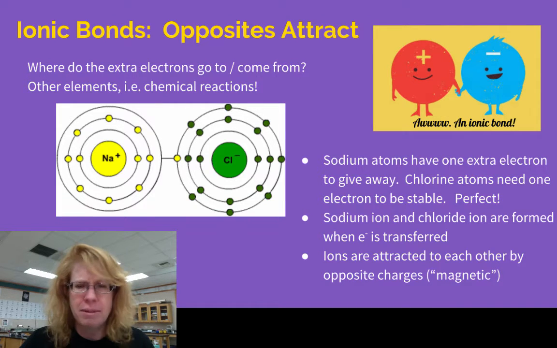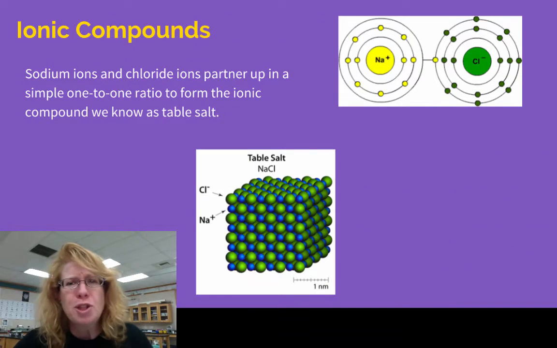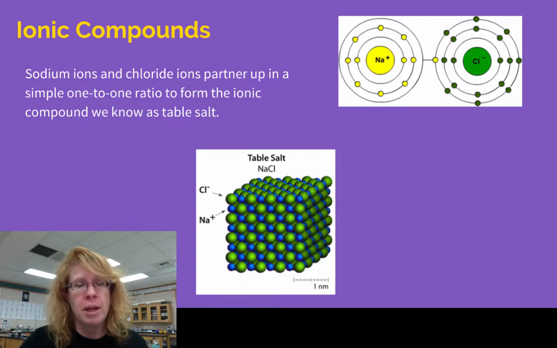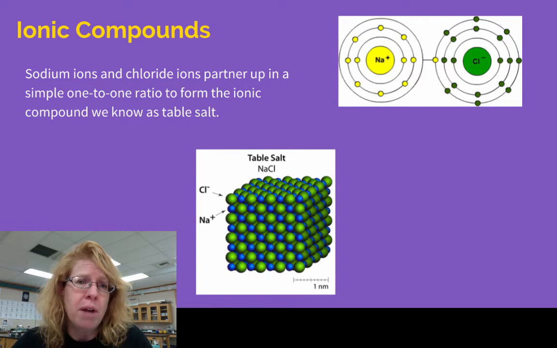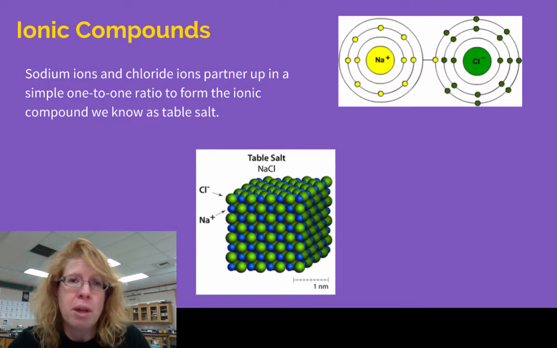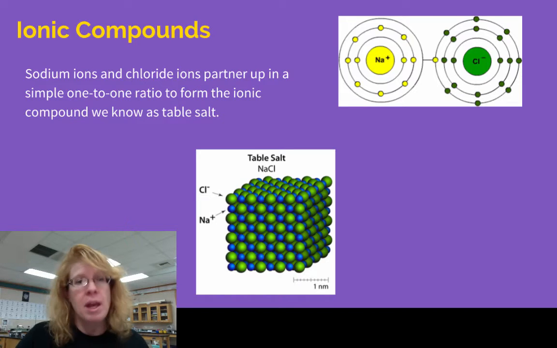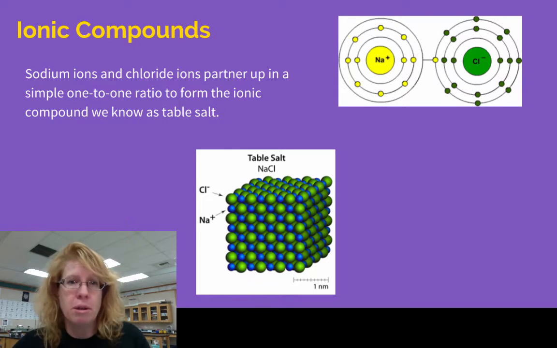More repulsive? That sounds terrible. So when these two things come together, when we've got sodium ion and chlorine ion together, we call that new thing a compound. And we've talked about that before. And in this case, they partner up in a 1-to-1 ratio. Every sodium has 1 chlorine partner to it.